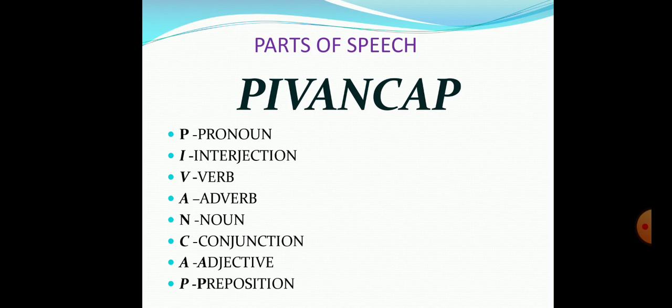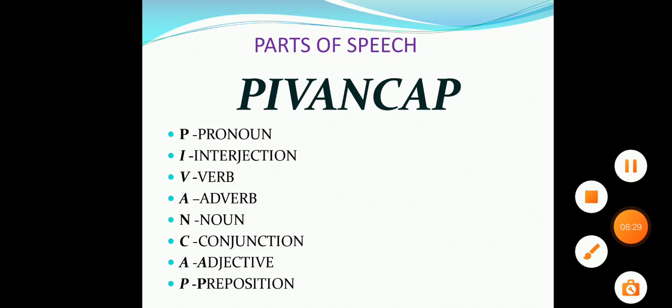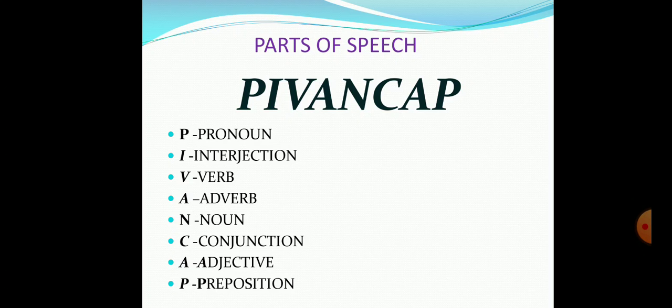Now come to the next section, that is your parts of speech. Hope you understood all these parts of speech. Once again you have to refresh them. There is a particular formula. If you remember that particular formula, easily you can remember these parts of speech. That word is called PIVANCAP. PIVANCAP is a formula or a formulated word. This word contains all the 8 parts of speech. Here P stands for pronoun, I stands for interjection, V stands for verb, A stands for adverb, N stands for noun, C stands for conjunction, A stands for adjective, and P stands for preposition. If you remember this word, easily you can remember all the 8 parts of speech.